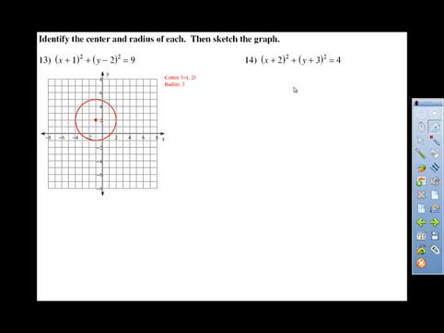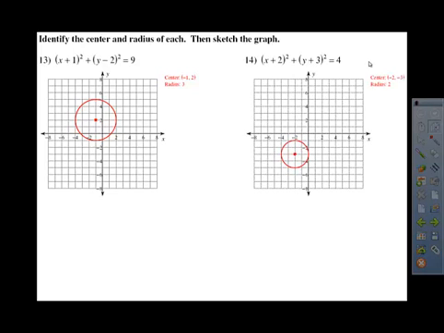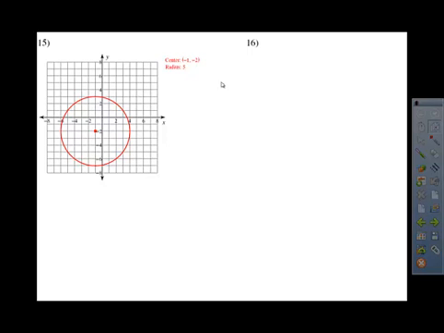Why don't you guys try this one? What is the center and the radius for question number 14? All right, so center is -2, -3, and the radius is 2. Nice job. Okay, so what if I gave you the center and the radius and I wanted you to come up with the equation? So what would that look like?